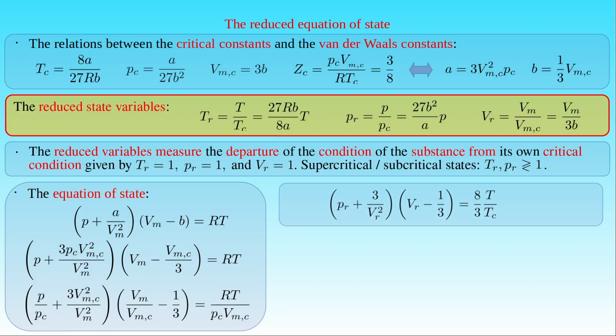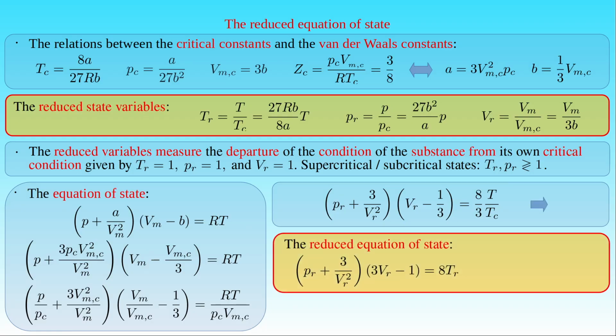On the left-hand side we can apply the definitions of the reduced variables, and we can write it as the sum of the reduced pressure P_R and 3 over the square of the reduced volume V_R, times the reduced volume V_R minus 1 over 3. On the right-hand side we express the ratio of R to the product of Pc and V_mc in the fraction from the equation obtained for the critical compressibility factor Zc, and write the fraction as 8 over 3, times the ratio of the temperature T to the critical temperature Tc.